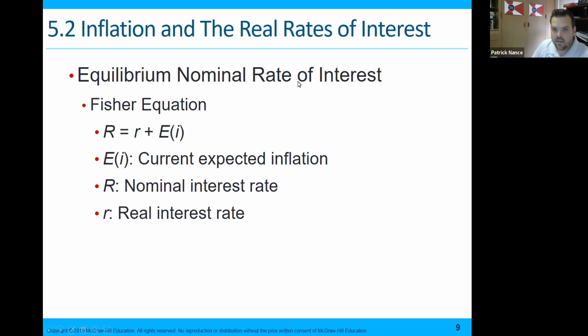Equilibrium nominal rate of interest. The Fisher equation. I'm going to stop this video here and start with this on the next one.